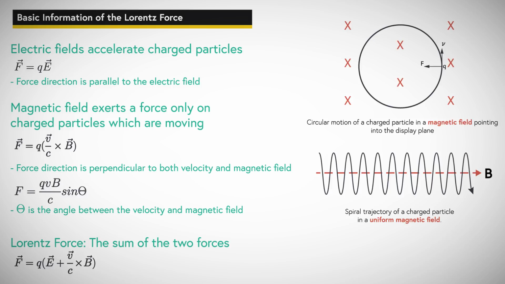The radius of the circle is called the Larmor radius, R_L, and is determined by the balance between the centrifugal force and the Lorentz magnetic force. If velocity and magnetic field are perpendicular, we get R_L by the formula QvB over c equal to mass m v squared over R_L, and solving for R_L gives R_L equal to mvc over QB.